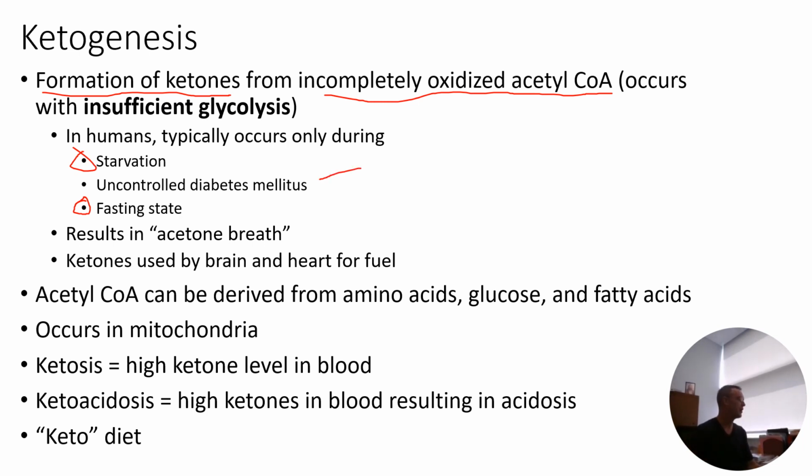It can also occur in uncontrolled diabetes mellitus, or what we just call diabetes. The problem with diabetes is they can't get the glucose into the cell. If you can't get the glucose into the cell, you can't have sufficient glycolysis. And it is not uncommon, especially in type 1 diabetics, that one of the symptoms is they're losing weight. And they're losing weight because they can't get glucose in. They're just burning fat. But they're also having ketogenesis. And this can result in something called acetone breath. We will see why in a moment, because acetone is actually one of the ketones.